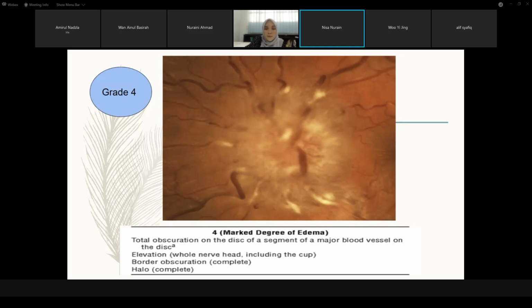So for grade 4, kita akan nampak total obscuration on the disc of a segment of a major blood vessel on the disc, which is kita tak nampak dah dia masuk dekat dalam optic disc tu, dah hilang, dah hidden. And then elevation, whole nerve head including the cup sendiri, and then the border obscuration is complete and the halo is complete.